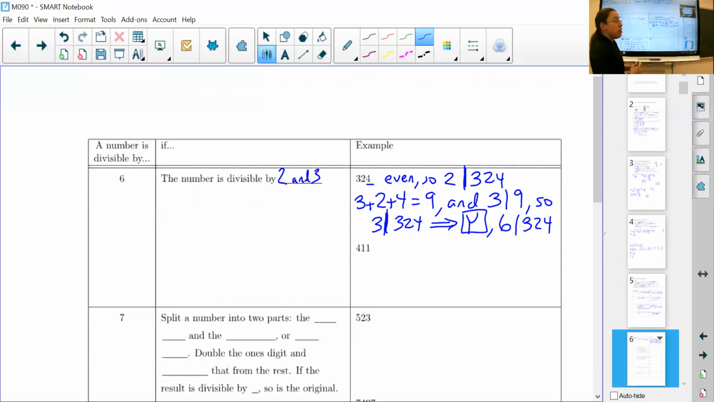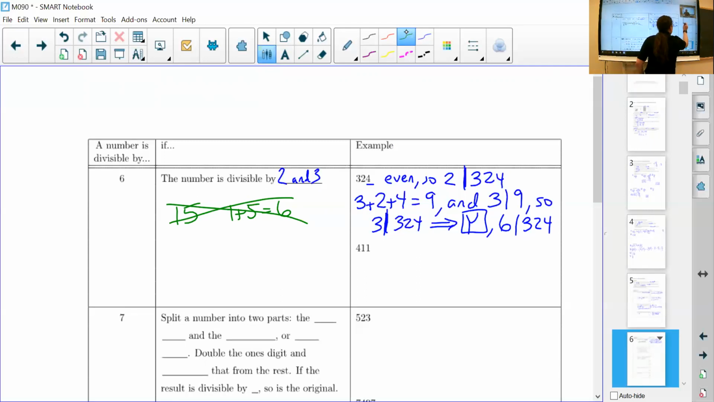A common mistake is thinking that this is the same as the rule for 3 and that we just have to check and make sure 6 goes into it. That's not the case. Notice that the number 15, 1 plus 5 equals 6, but 6 does not go evenly into 15. So that trick will not work, that rule does not work. We have to say that it's divisible by 2 and it's divisible by 3.